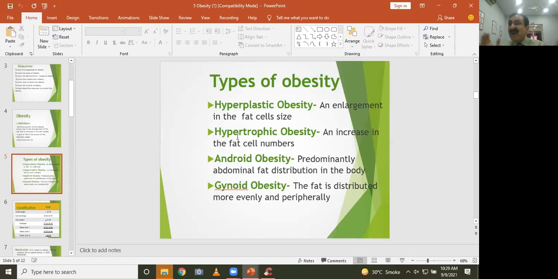Gynoid obesity is where the fat deposition is equally distributed all over the body, predominantly not in the abdomen. So there are 3-4 types of obesity: hyperplastic, hypertrophic, gynoid, and android obesity.